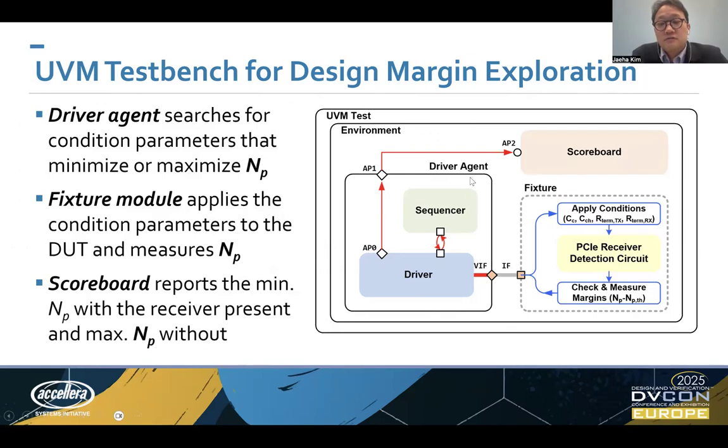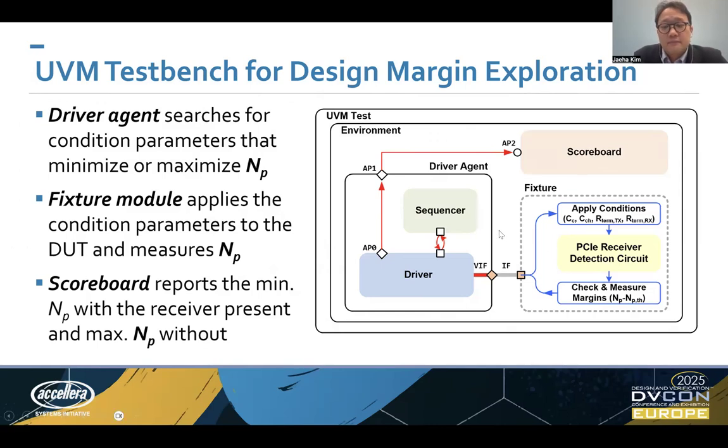Now, once the driver agent generates a new set of parameter values to try, the fixture will apply those values to the test bench, run the receiver detection circuit, and measure the resulting NP, the oscillation period count. And it will send it back to the driver agent, so that the driver agent will consider that outcome and pick the next value that is most likely to reveal the minimum or maximum value of NP in the next trial.